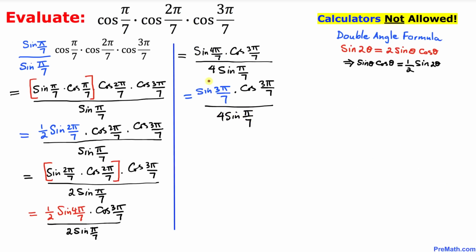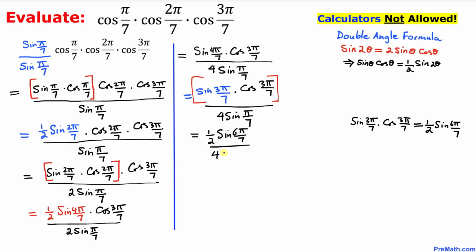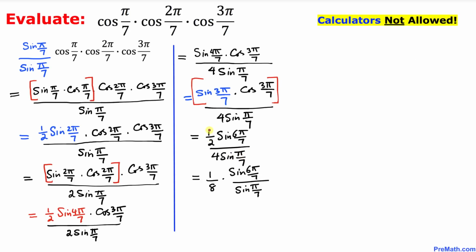So far so good. Now let's focus on this numerator, and use the double angle formula once again. Sine of 3 pi over 7 times cosine of 3 pi over 7 can be written as 1 over 2 times sine of 6 pi over 7, at the top, divided by 4 sine of pi over 7 in the denominator. Now I bring this 1 over 2 down, so 4 times 2 is 8 in the denominator.